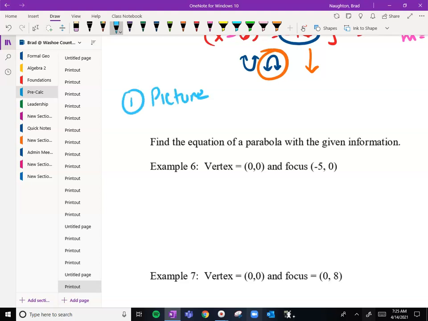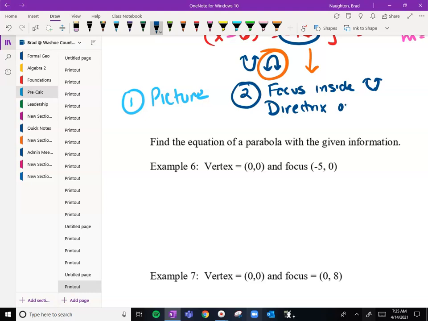We can't stress how important that is. Step number 2, I want you to remember that the focus is inside your parabola. I'm just going to do this for parabola. And your directrix says go the other way or opposite way. So you remember your directrix, your parabola is not going to run into your directrix.